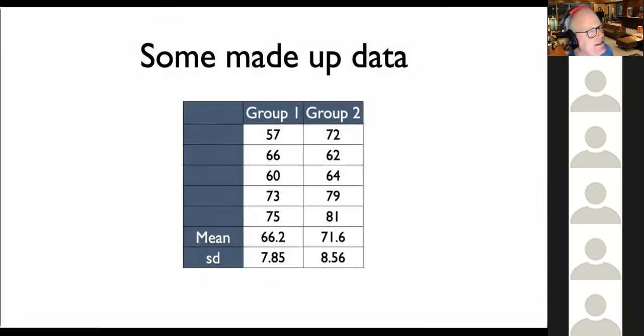So I just made up some data. These aren't important. What I'm trying to take a look at here is we've got, I don't even know what they're measuring. They're literally just numbers I pulled out of the air. So we have two groups. One group has a mean of 66.2. The other group has a mean of 71.4. Standard deviation is 7.85 and what is that, 8.56. I hope those are correct. I did that with a calculator, so they're probably correct, but it could be I made a mechanical error.